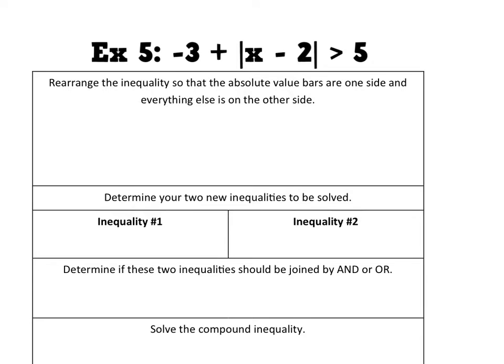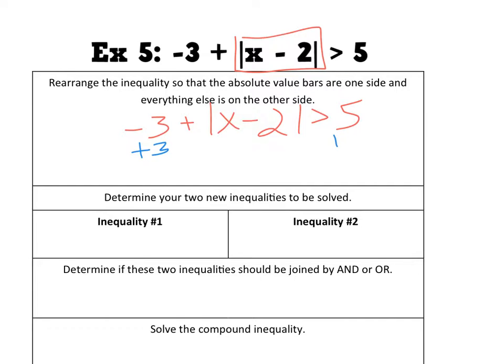For examples 5 and 6, now we finally have to start getting our absolute value to be by itself. So I have negative 3 plus absolute value of x minus 2 is greater than 5. So before I write my new inequalities, I have to get rid of that negative 3 and add it to both sides. So I have absolute value of x minus 2 is greater than 8.